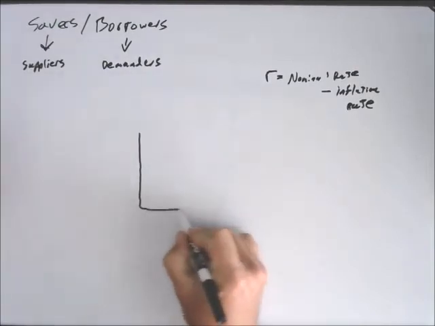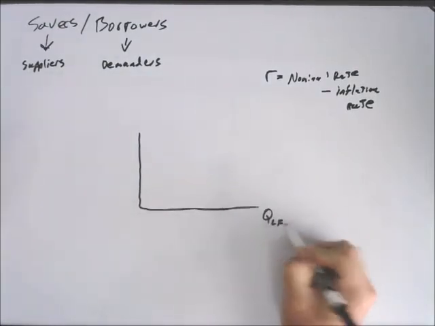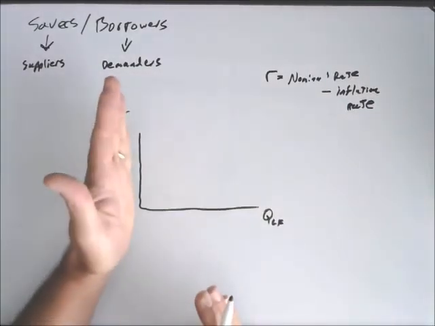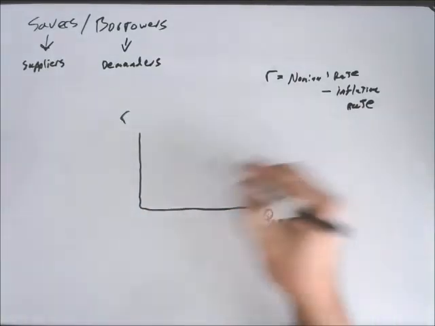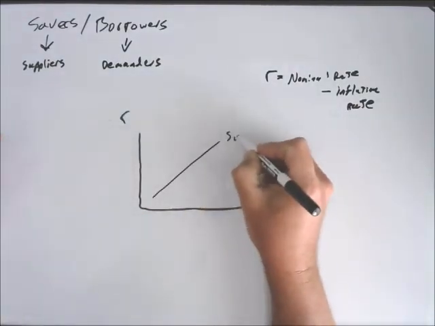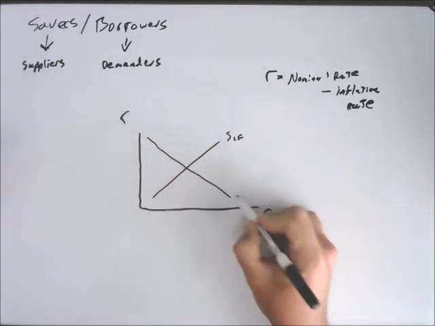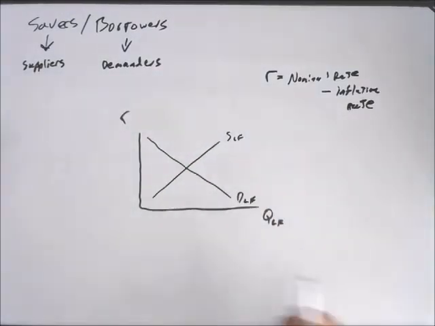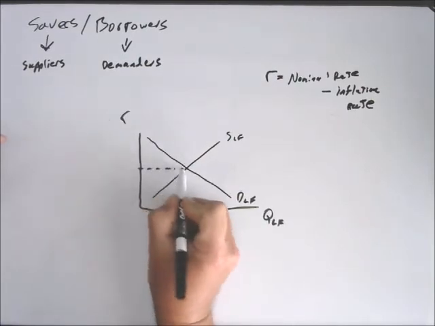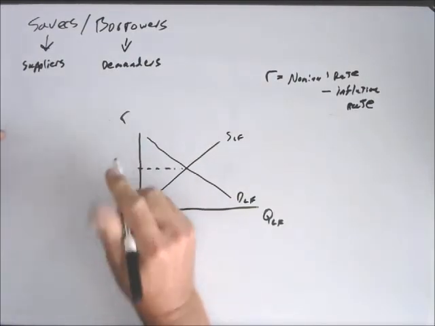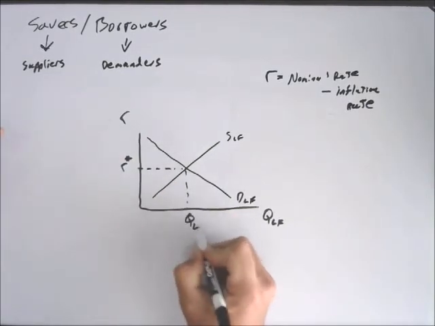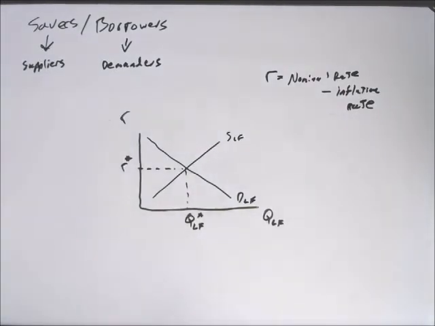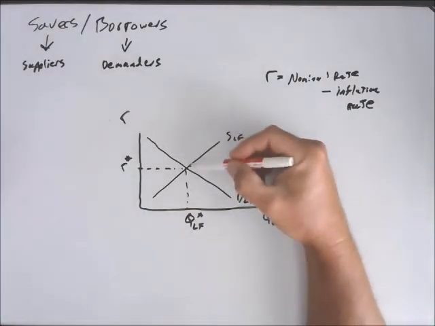And therefore, we have a standard market with the price of borrowing on the vertical axis, the quantity of loanable funds on the horizontal axis, and we have a supply of loanable funds, and we have a demand for loanable funds, and the loanable funds market will clear at some equilibrium real interest rate and some equilibrium quantity of loanable funds on the market. Okay, to analyze this further, why is this an equilibrium?